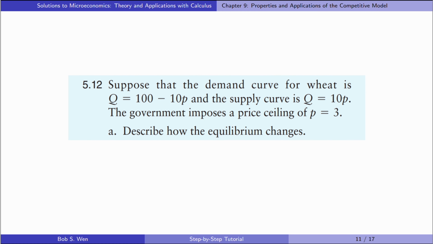Let's solve exercise 5.12. Suppose that the demand curve for wheat is Q equals 100 minus 10 times P, and the supply curve is Q equals 10 times P. The government imposes a price ceiling of P equals 3. In part A, describe how the equilibrium changes.